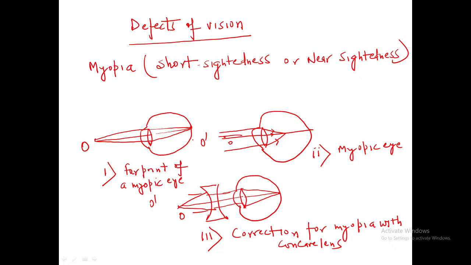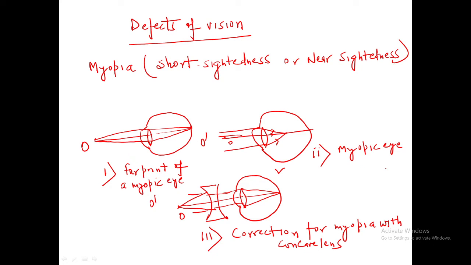So the first thing is the far point of a person with this defect becomes closer than infinity. Second, this defect, we are talking about myopia, arises due to increase in the curvature of the eye lens or decrease in the focal length of the eye lens or elongation of the eyeball. Third, in myopia, the image of the distant object is formed in front of the retina. Figure 2. This is the retina and the image is formed in front of the retina.